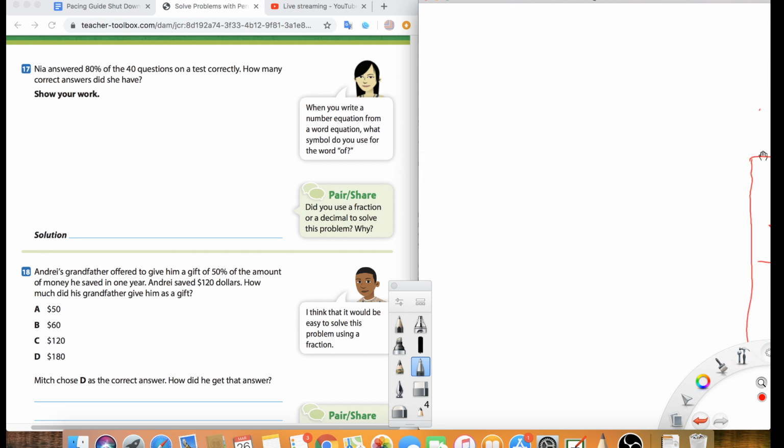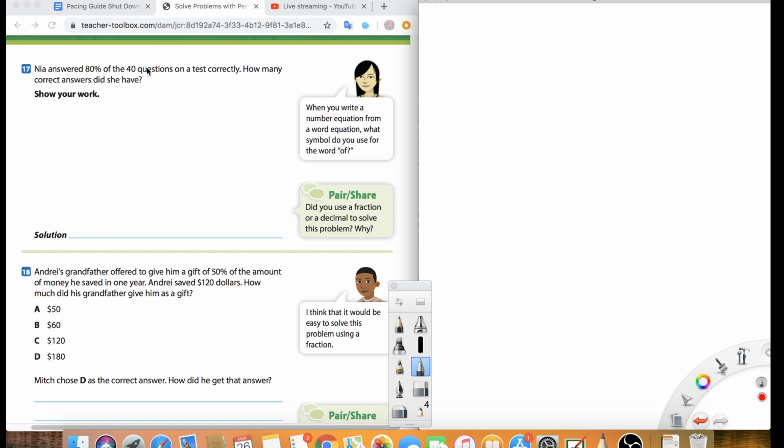Number 17 says, Nia answered 80% of the 40 questions on her test correctly. How many correct answers did she have? So this test has 40 questions, and 80% of them she got right. The question is asking us how many did she get right? Now, is the answer going to be more than 40 or less than 40? If a test is 40 questions, I can't get more than 40.